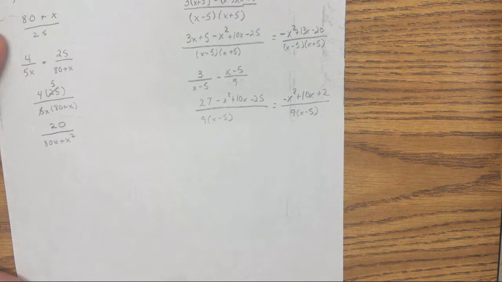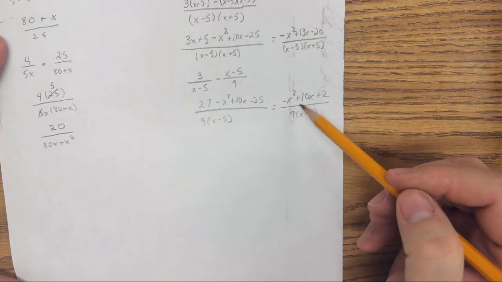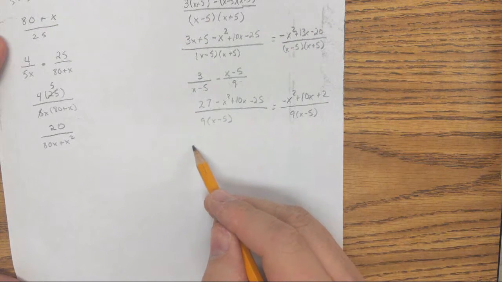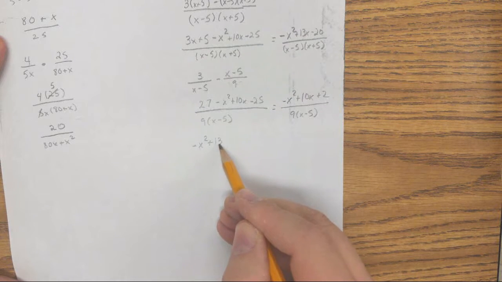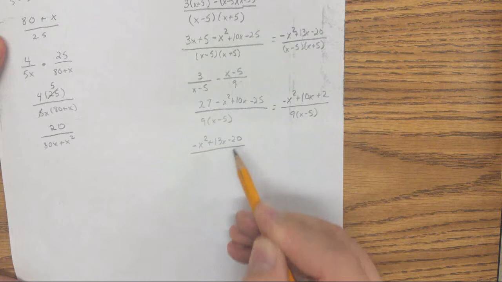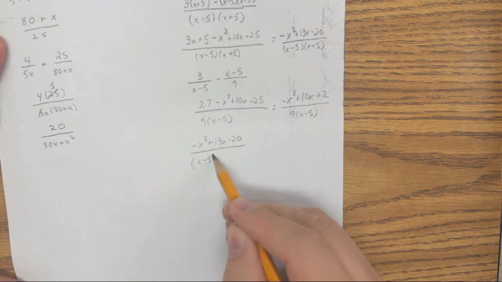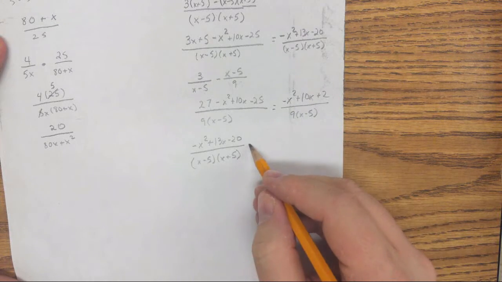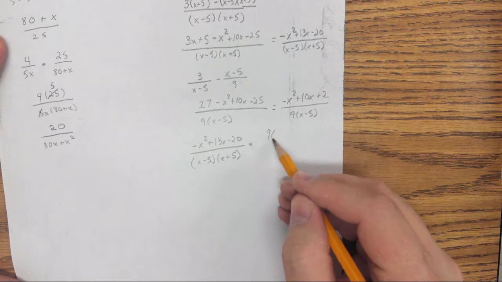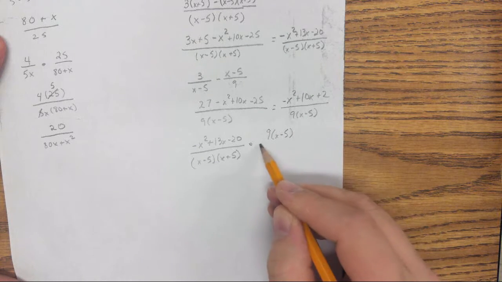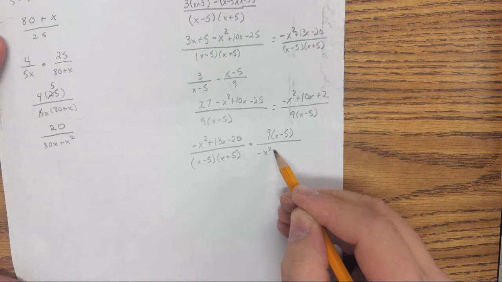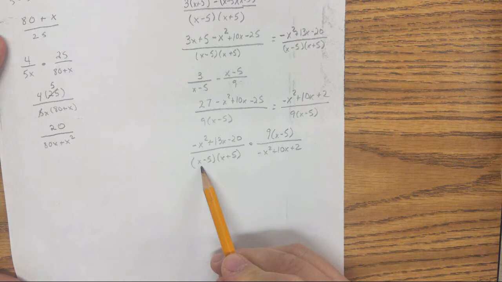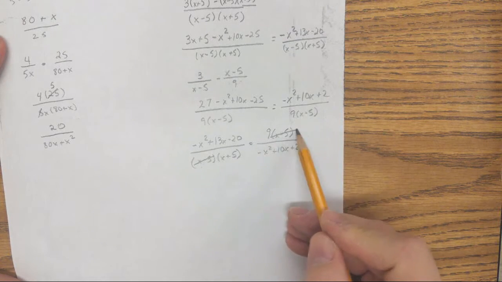Okay. So this is the top, this is the bottom. So we keep the top, minus x squared plus 13x minus 20 over x minus 5, x plus 5. We're going to change to multiplication and we're going to flip this one over. So 9 over x minus 5 over negative x squared plus 10x plus 2. Seeing x minus 5 down here, x minus 5 up here, those cancel out.